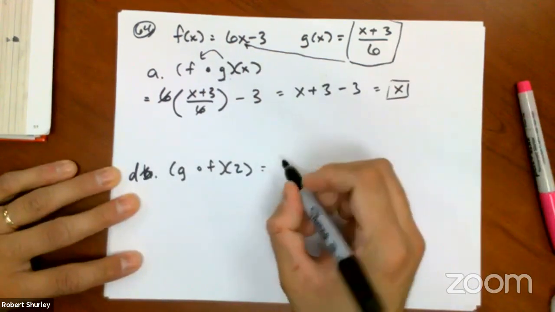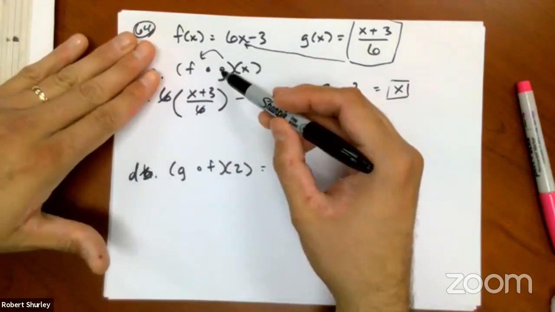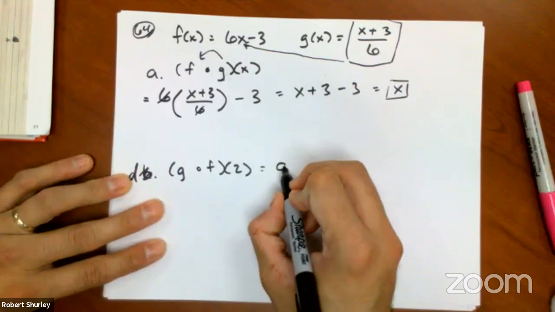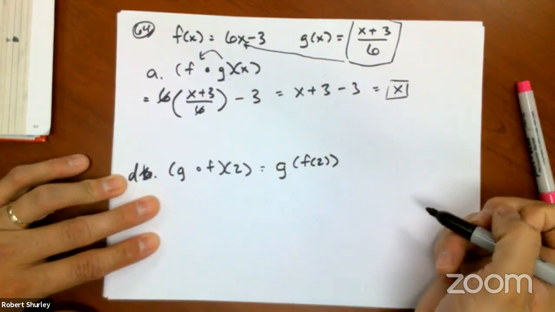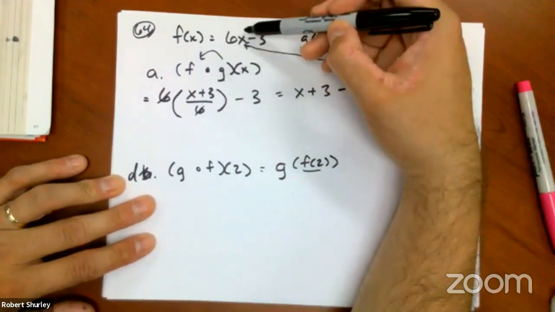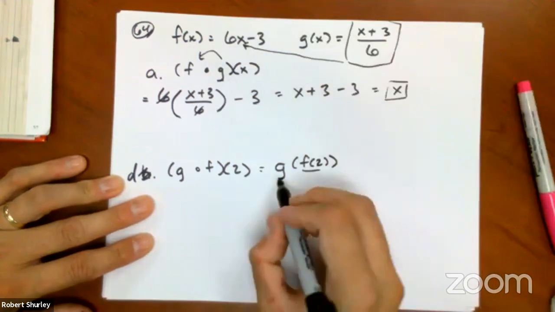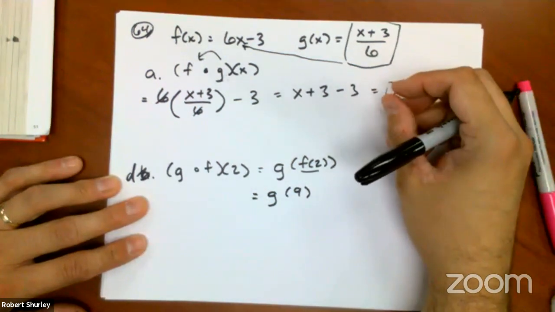I know the equation for F composed of G, but I don't know the equation for G composed of F. So I'm going to write this like we did earlier: G of F of 2. I'm first going to find F of 2, so I go to the F equation: 2 times 6 is 12, minus 3 is 9, right?